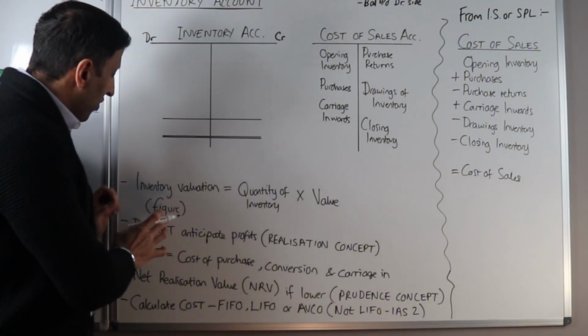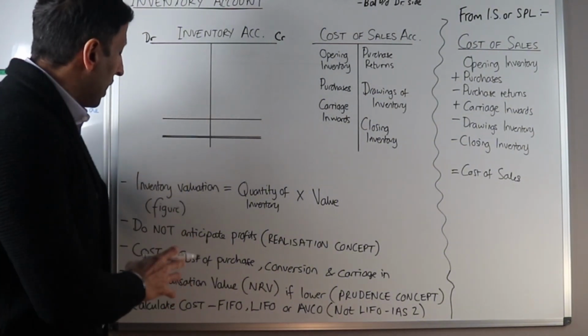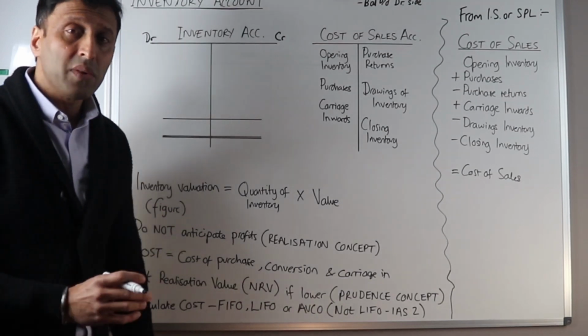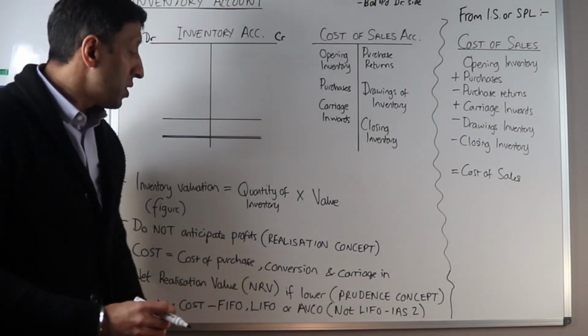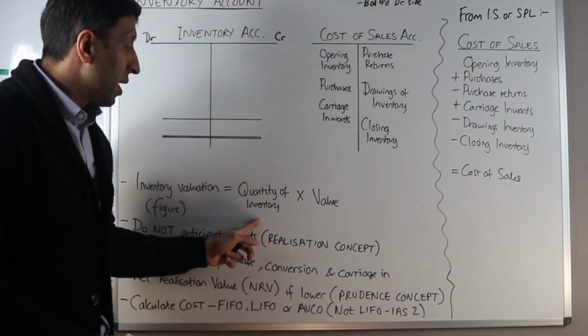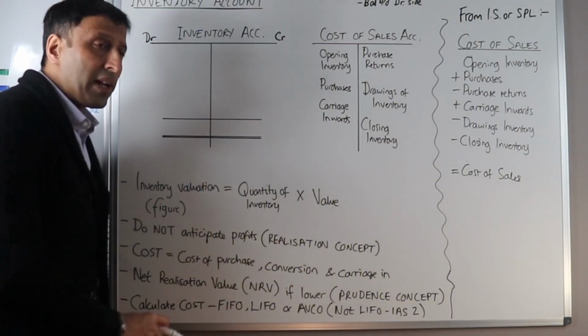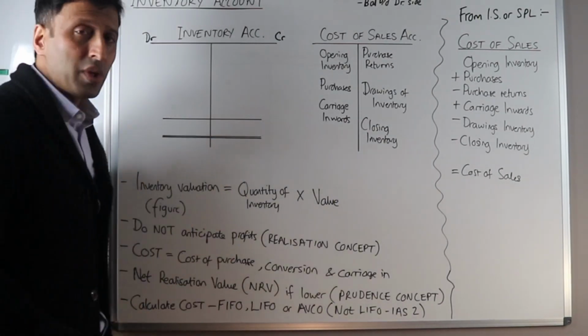Now, just quickly run through a few things. The inventory valuation that we put in the inventory account is a figure for the value of inventory and not the number of items of inventory. That means that the valuation figure is made up of the number of items of inventory times their monetary value. And that gives us a monetary value of inventory which goes in the inventory account.